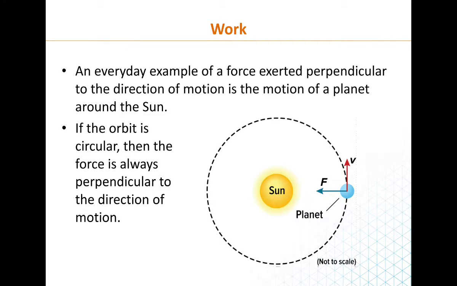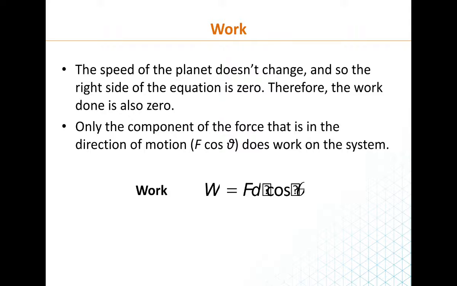An everyday example of a force exerted perpendicular to the direction of motion is the motion of a planet around the Sun. If the orbit is circular, then the force is always perpendicular to the direction of the motion. The speed of the planet doesn't change, and so the right side of the equation is zero. Therefore, the work done is also zero. Only the component of the force that is in the direction of motion, F cosine theta, does work on the system.